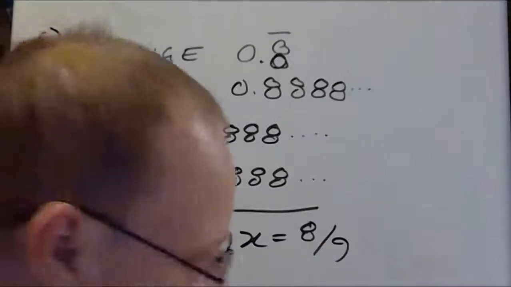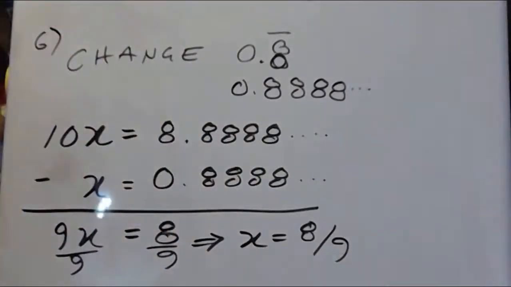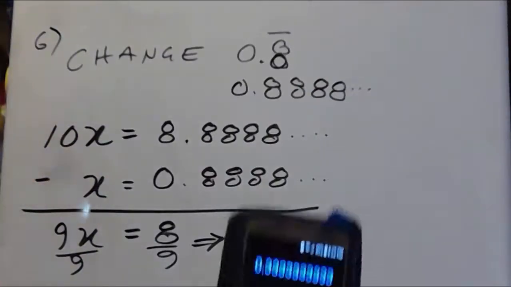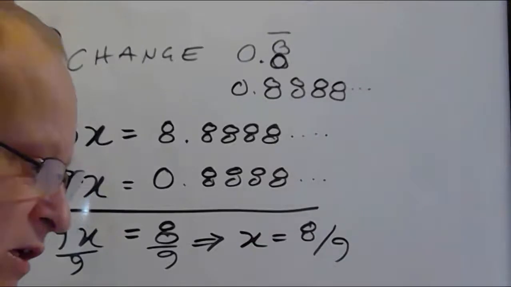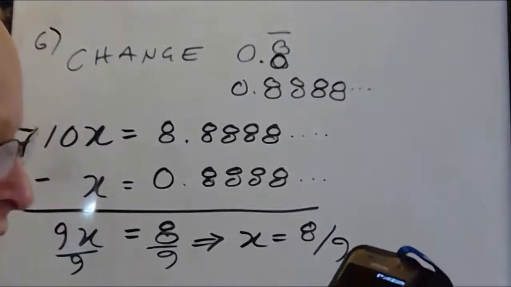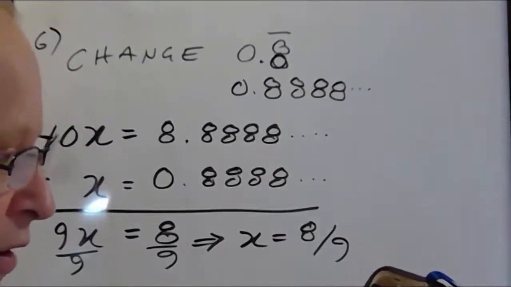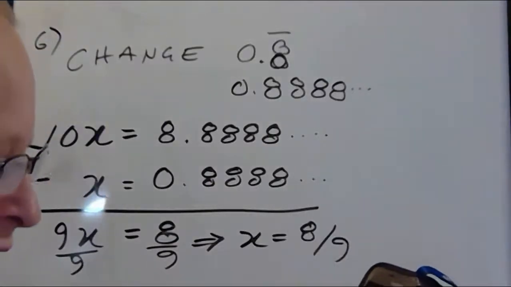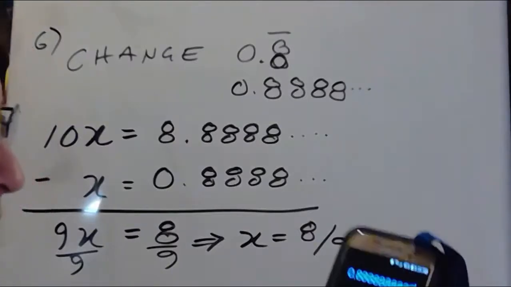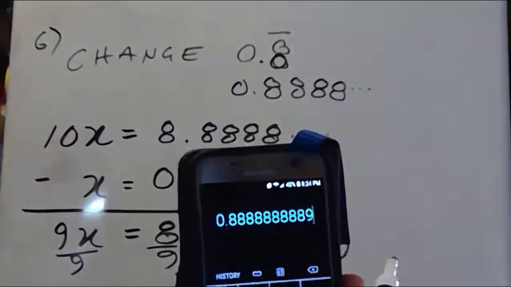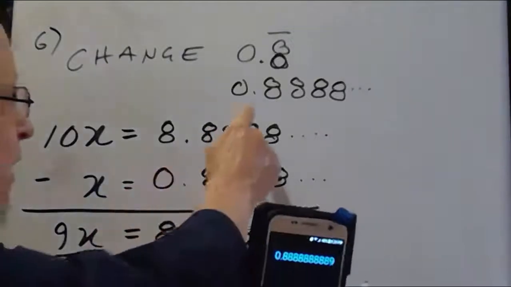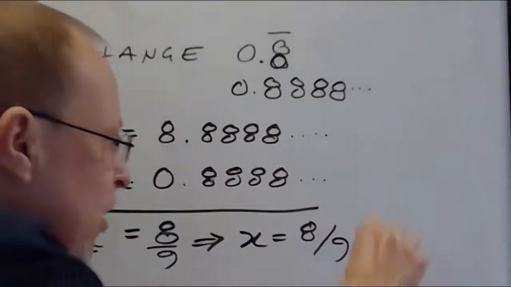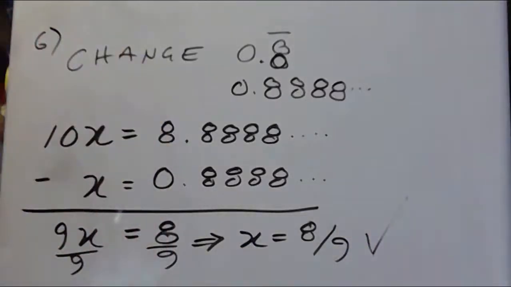Now, of course, you would want to check this. Let's see if I do it on my calculator here. I'll just clear what I had before. And I go 8 divided by 9 equals. So there I have my 8 divided by 9. And let's see if I get back that original decimal, and indeed I do. So by that check, we know that this is correct.